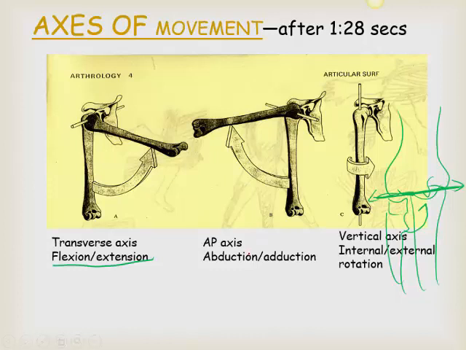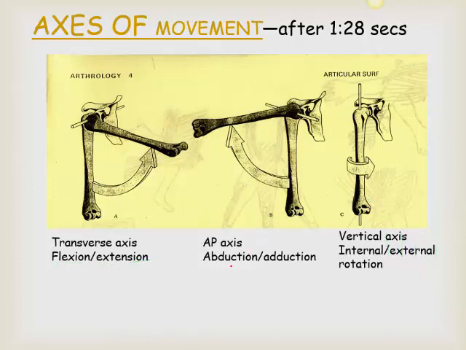Abduction and adduction occur along an anteroposterior axis. That means going from front to back. So notice up here, going from front to back, anteroposterior axis. So notice this, abduction is on this side of the axis going away from the median plane. Adduction is when you bring it closer to the median plane. So imagine a pin going across. So this is abduction, this is adduction. So you can see it's on either side of the axis.